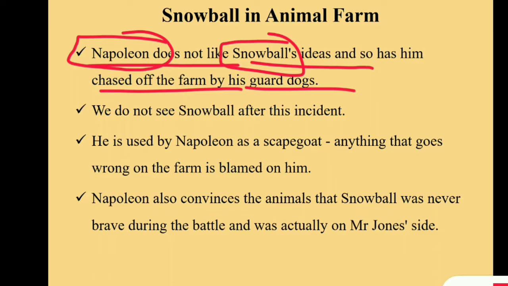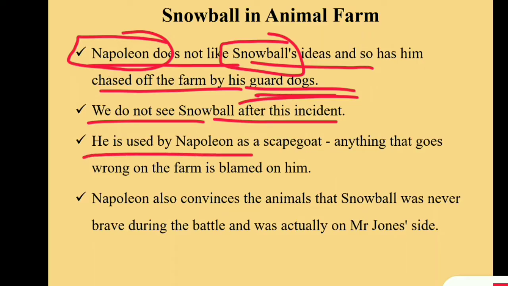Okay, common people represented by animals, right now in the Animal Farm novel. Here he used his dogs to chase him away. We do not see Snowball after this incident. He is used by Napoleon as a scapegoat. Anything that goes wrong on the farm is blamed on him.